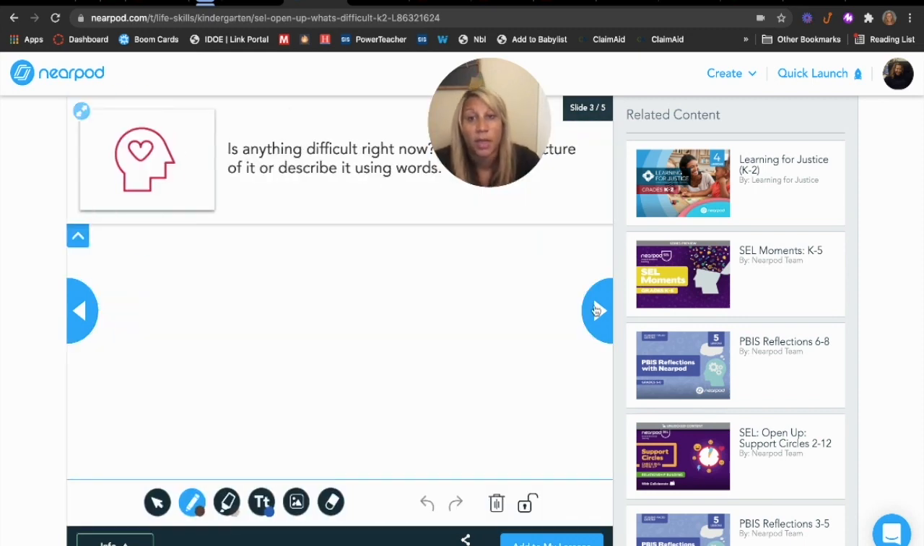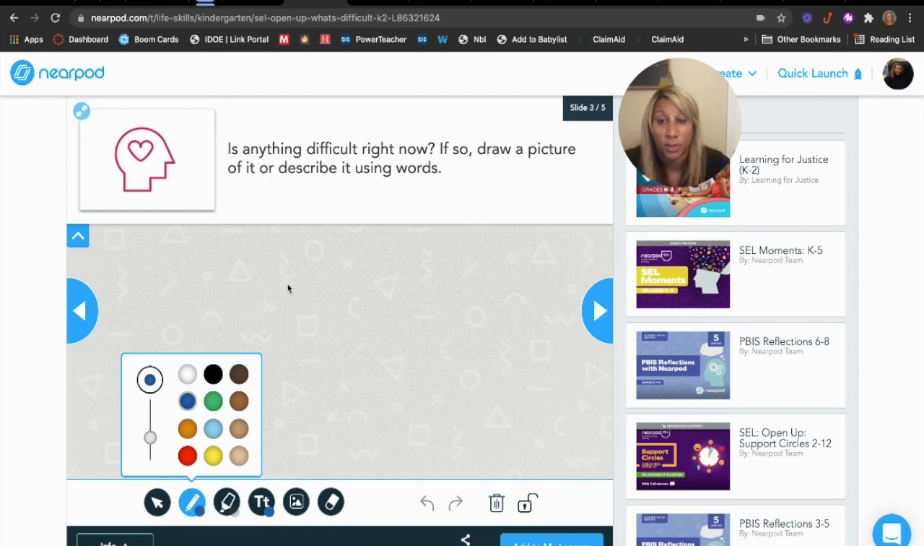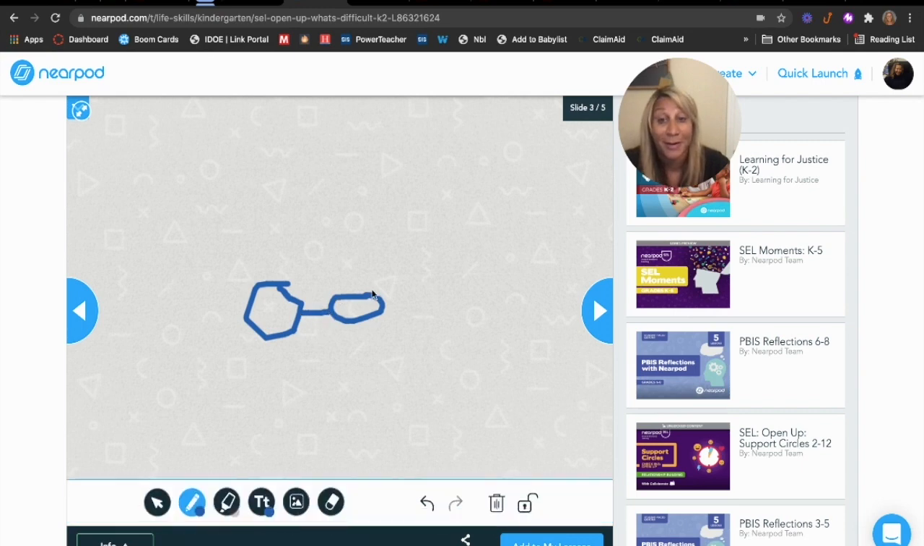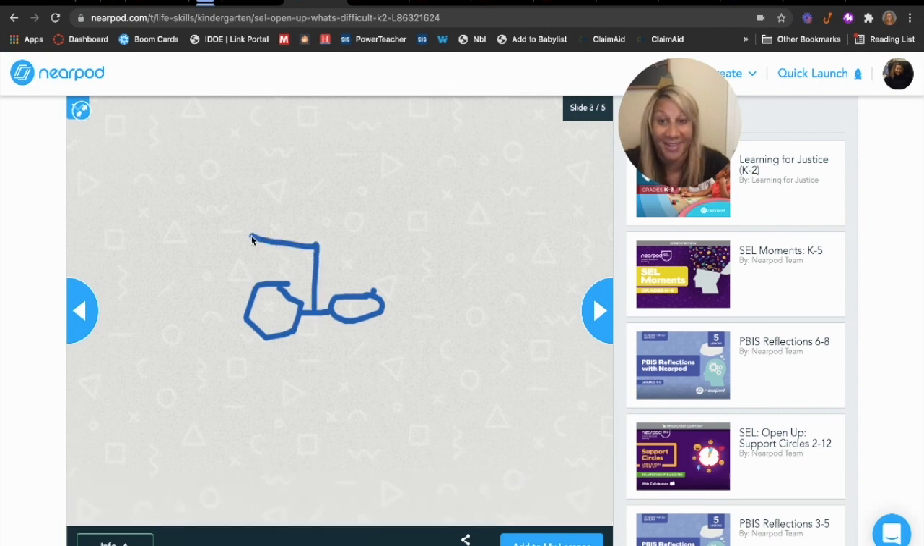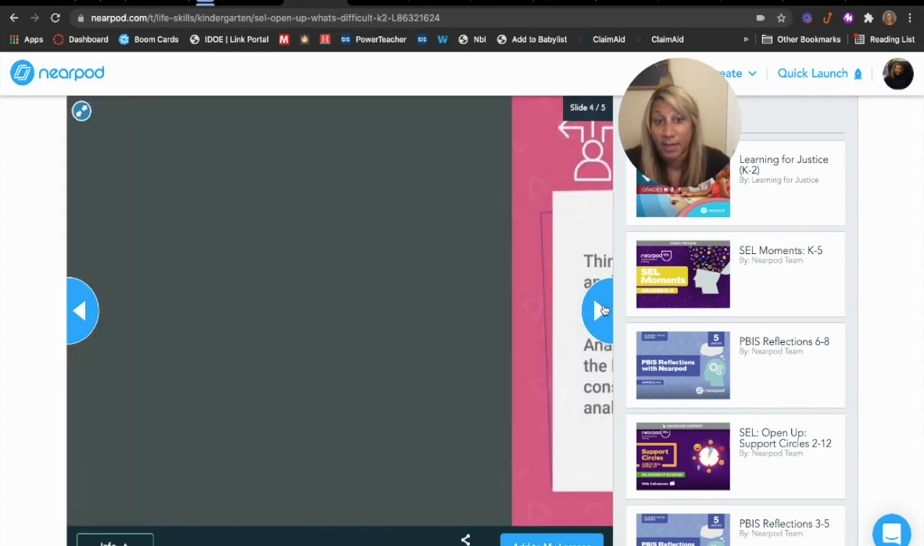and then jump in. So it says, is anything difficult right now? If so, draw a picture of it or describe it using words. The Draw With It tool is a really great tool. They can just click on the tool and draw a picture to go with what's difficult. So maybe what's difficult right now, I'm not quite a great artist, is riding my bike. Okay, this is my little bicycle. All right, just a way for them to show what's difficult. So then they would go to the next piece.